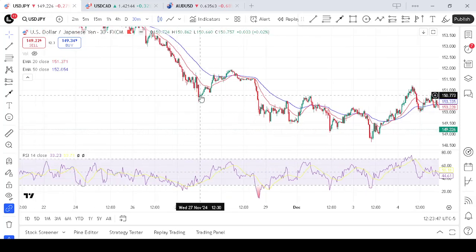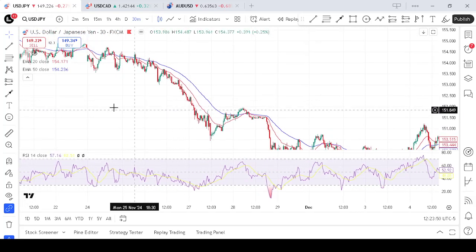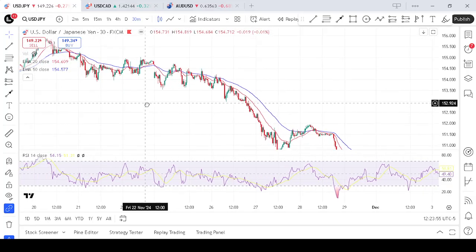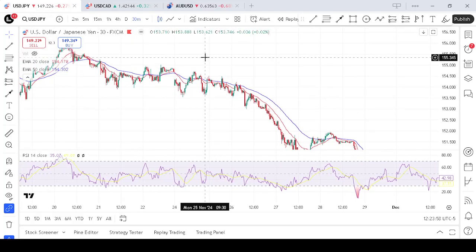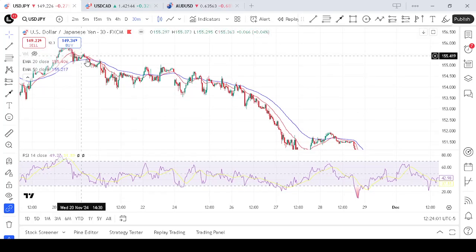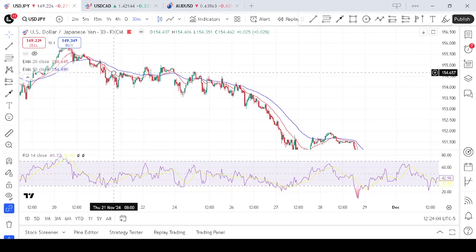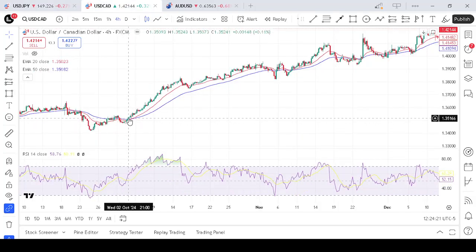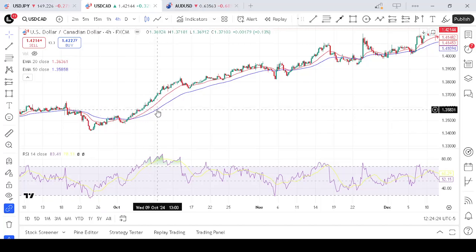First of all, we start by identifying the trend. We will start by analyzing the overall market direction using two moving averages, which are the 20 EMA and the 50 EMA, as you can see from my screen. The 20 EMA and the 50 EMA. When the 20 EMA crosses above the 50 EMA, it is a sign that we are expecting potential upside.